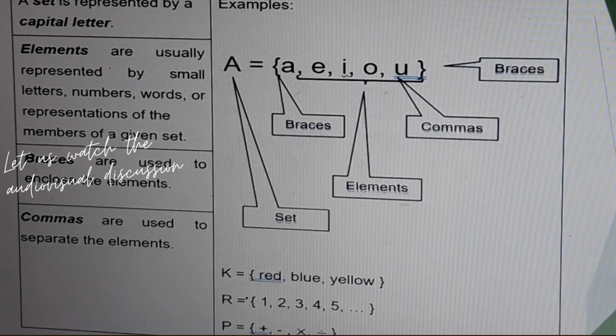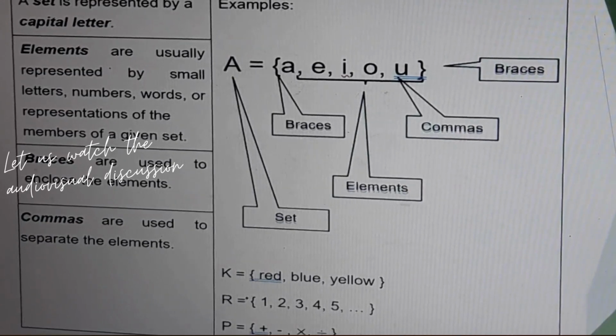So we have an illustrated example here. The capital letter A serves as a set, and it is equal to the group of, in braces, small letters a, e, i, o, u, which we consider as the elements of the set. We usually use commas to separate them for us to identify exactly the number of elements.